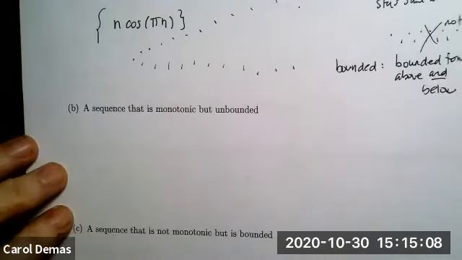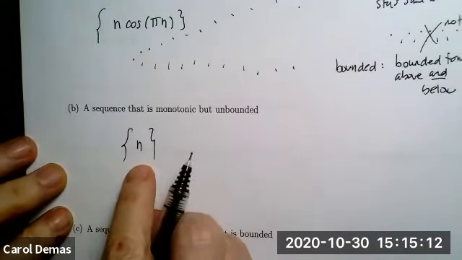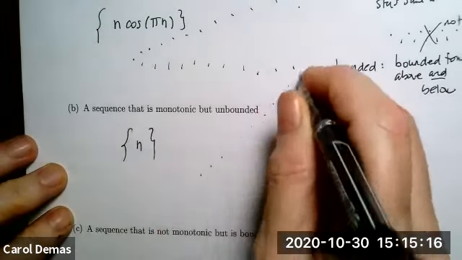What about something that's monotonic but unbounded? How about the simplest, just n? Yeah, that's the simplest thing I could think of. That's just going to keep getting bigger and bigger without bound.